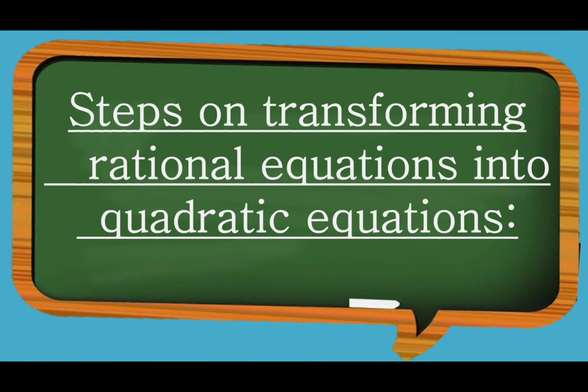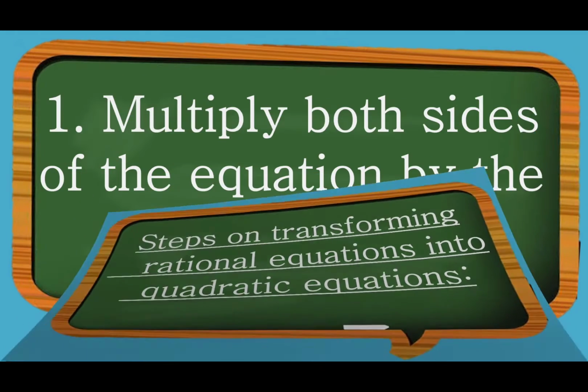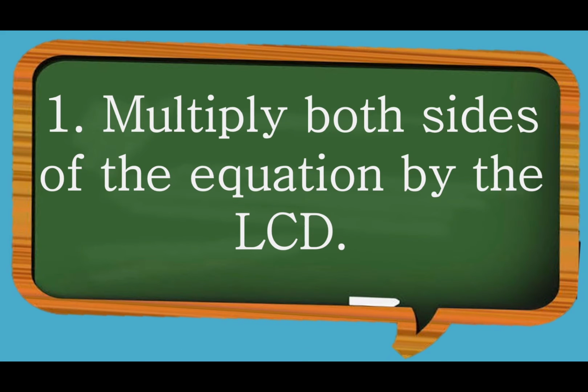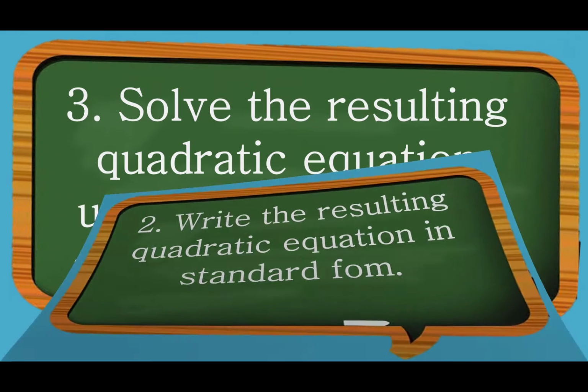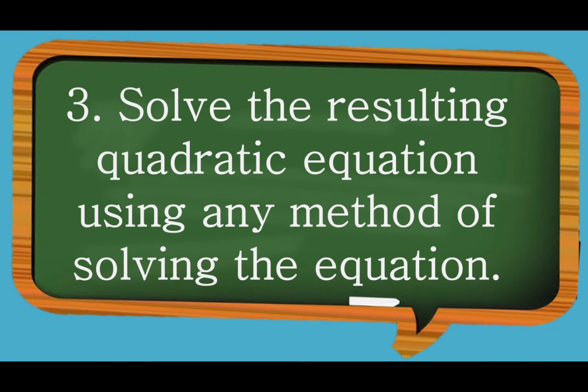Okay, so we have steps on transforming rational equations into quadratic equation. Number 1, multiply both sides of the equation by the LCD. Number 2, write the resulting quadratic equation in standard form. And lastly, solve the resulting quadratic equation using any method of solving the equation.